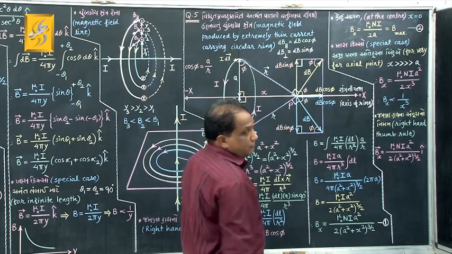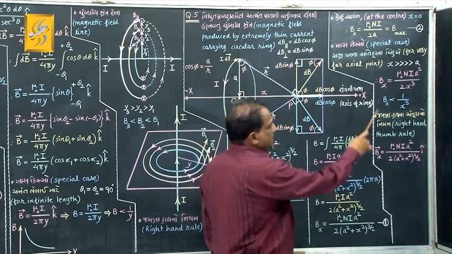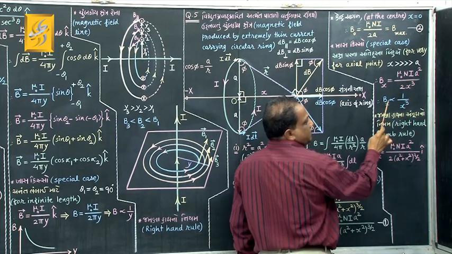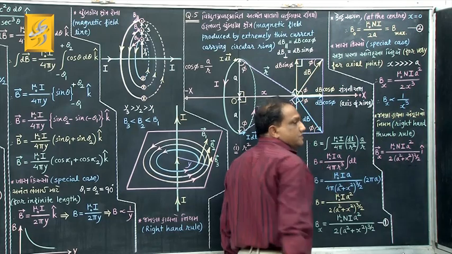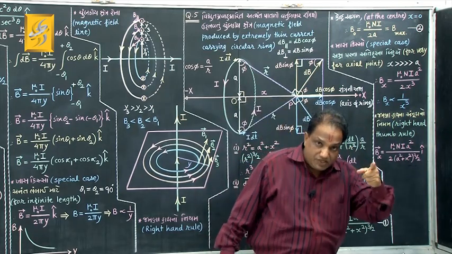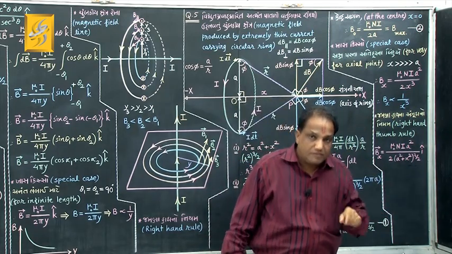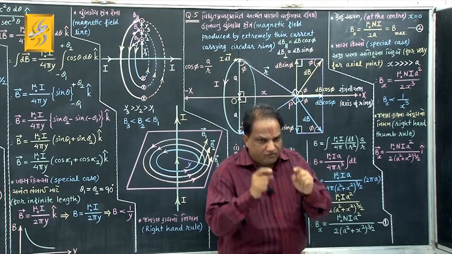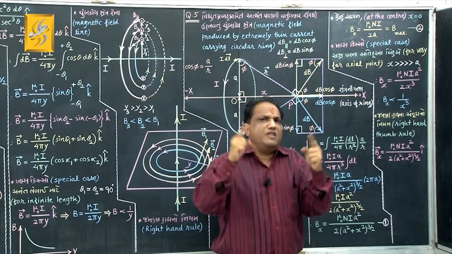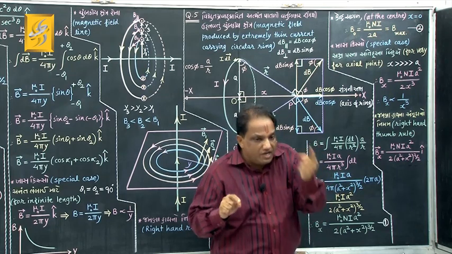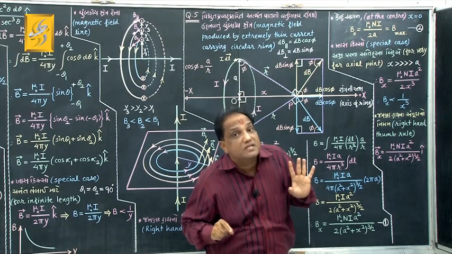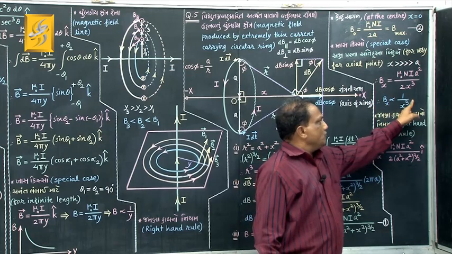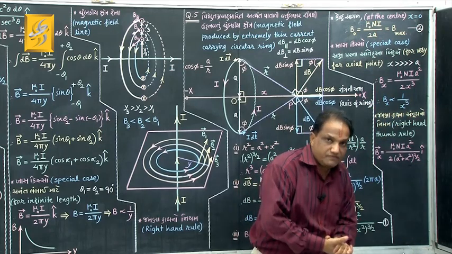Correct? Can you say one thing from here? Bx is inversely proportional to the cube of x. Can you recall a similar result which you had studied in chapter number 1? In case of an electric dipole, the electric field at a very far axial point or very far equatorial point is inversely proportional to the cube of the distance, correct? Similarly here, the magnetic field is inversely proportional to the cube of the distance, correct?